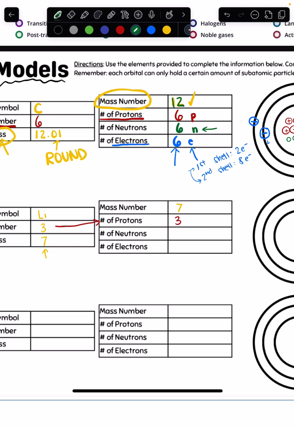In order to find the number of neutrons, I subtract the number of protons from our mass number, and I get 4 neutrons. And then our number of electrons should always equal the number of protons to make sure that it's balanced. So I should have 3 electrons.